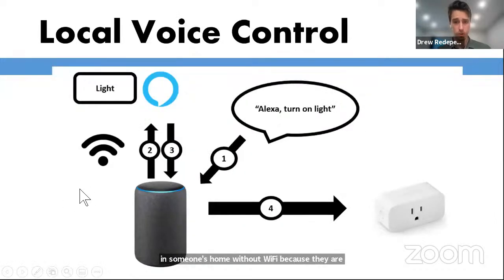So how does local voice control work? Typically, when you're controlling your plugs or other devices, when I tell Alexa to turn on a light and Alexa hears my command, it has to go all the way up to the Alexa server to retrieve the command for the light. So it has to use Wi-Fi in order to get to this command, and then go all the way back down to my Alexa device to send over to my plug to turn it on.